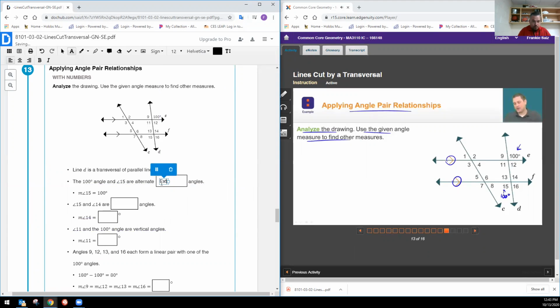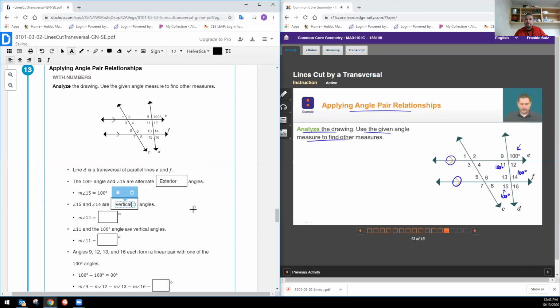And because angles 15 and 14 are vertical angles, and vertical angles are congruent, I know that angle 14 is 100 degrees as well. I could make the same case about angle 11 and the original 100-degree angle, because those are vertical angles. So angle 11 is 100 degrees.